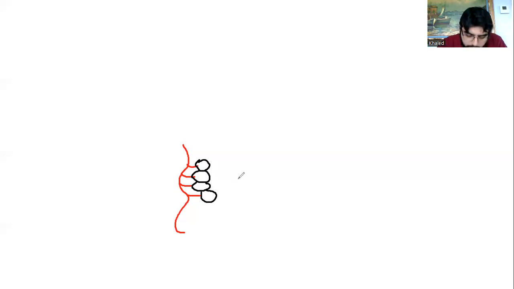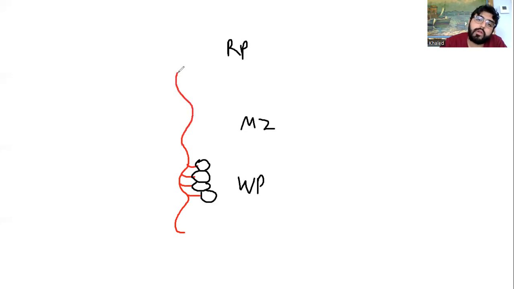So we can call this whole area the white pulp. And then you're going to have something called the marginal zone. We can call this MZ. And then you're going to have something called the red pulp. From the marginal zone, you're going to have a continuation of the arterial flow. And then once you get to the red pulp, you're going to have the formation of these sinuses.